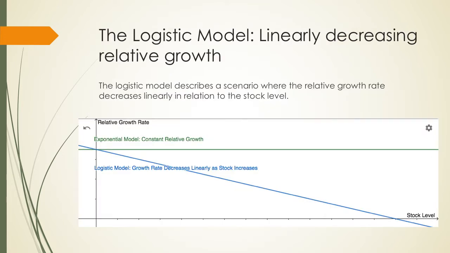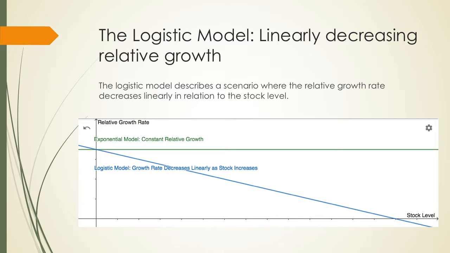In the previous video, I shared how we can think of the logistic model from the perspective of flow. A logistic model arises when the net flow can be described as proportional to the product of the stock level and the difference between the stock level and the carrying capacity of the system. Another approach is to describe the logistic model in terms of relative growth.